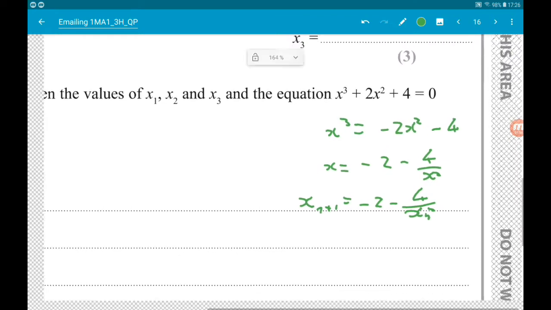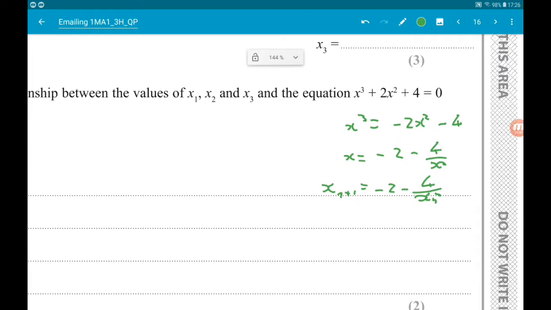So the relationship is that x1, x2 and x3 are estimates of the values of x that satisfy x cubed add 2x squared add 4 is equal to 0. So we are finding the values of x that solve that equation. Cool.